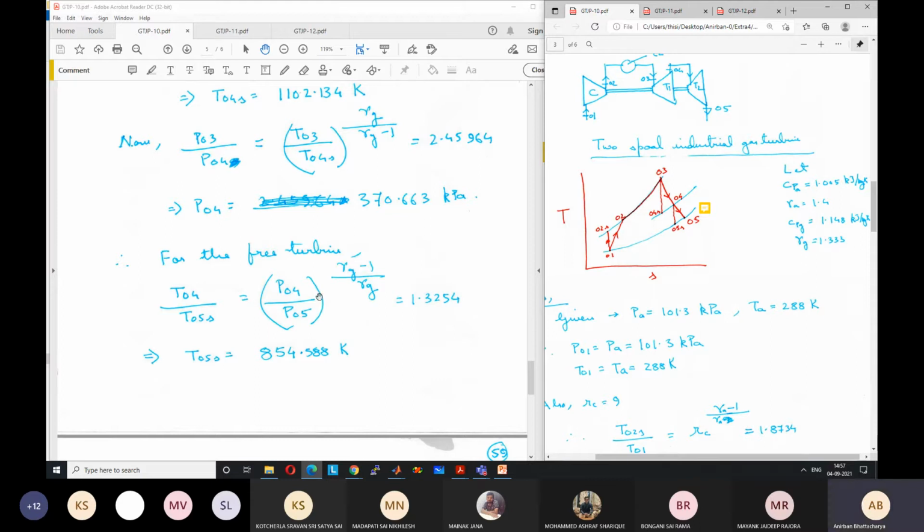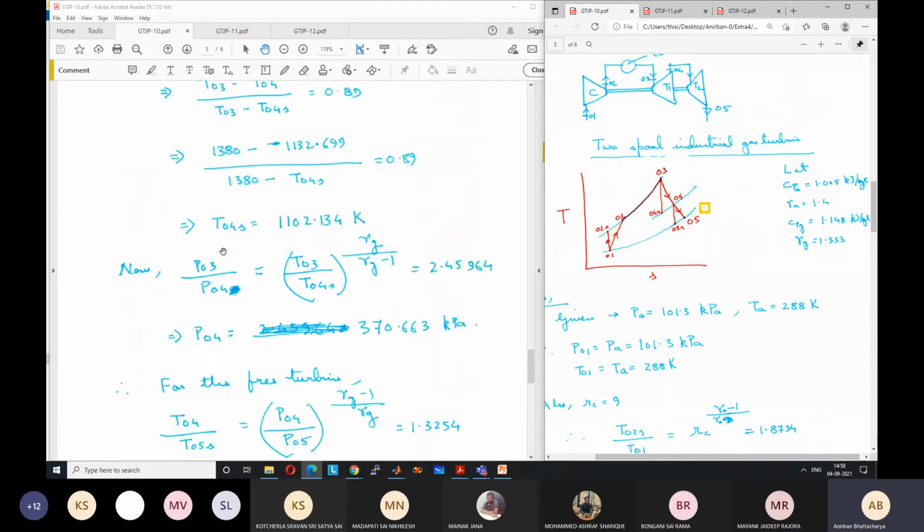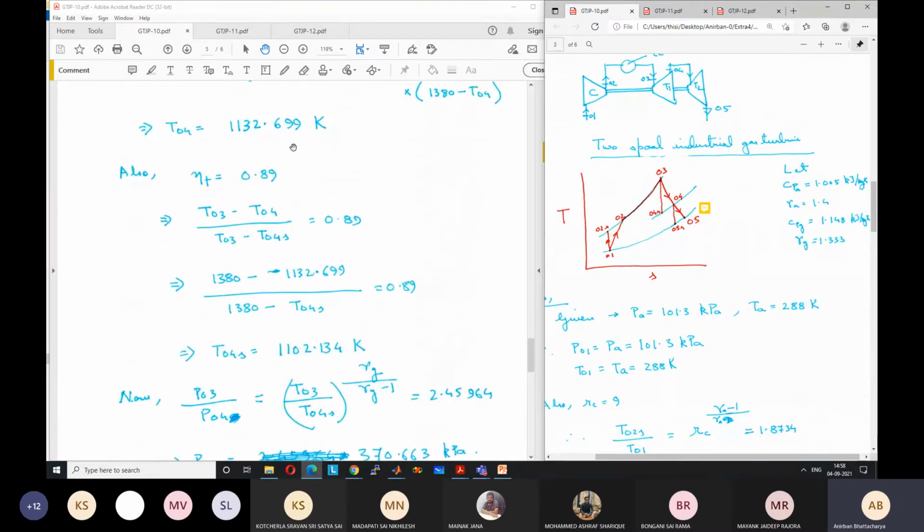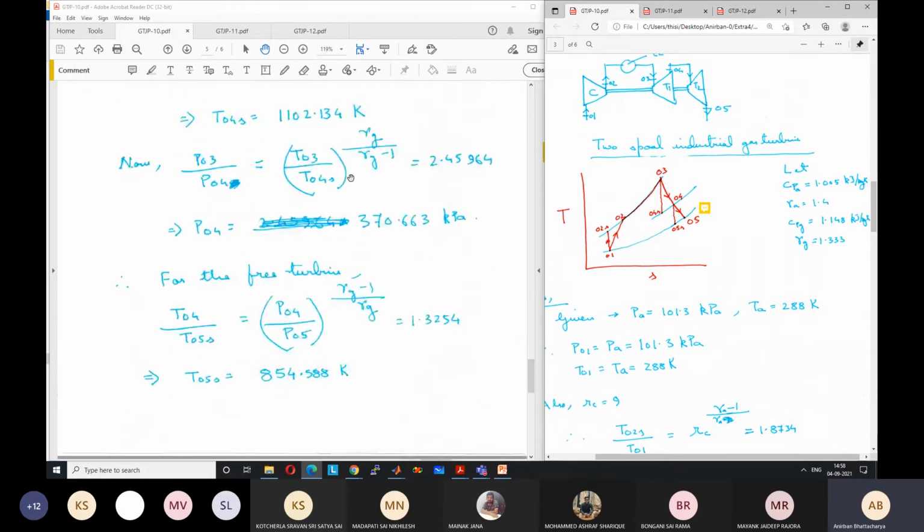So P04 by P05 is known. So we can find out the temperature ratio, which is 1.3254. Because T04 we have already calculated to be equal to 1132.699 Kelvin, we can find T05S, which is 854.588 Kelvin. Okay, this is the ideal temperature at the turbine outlet exit if there were no losses.